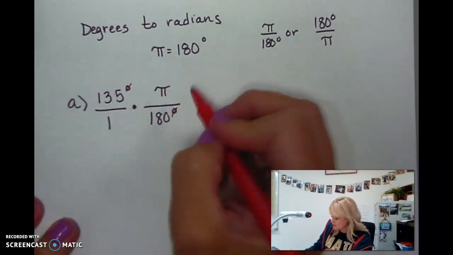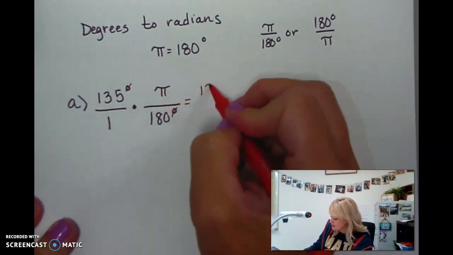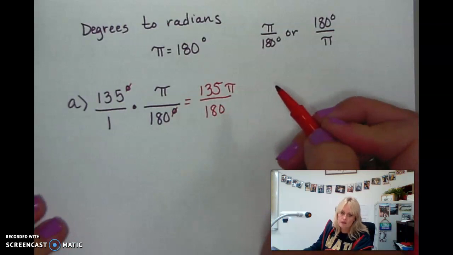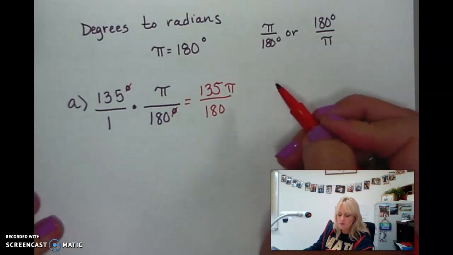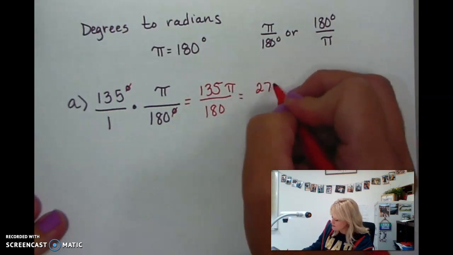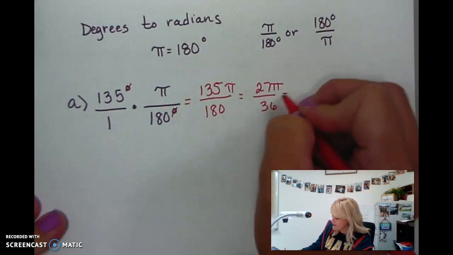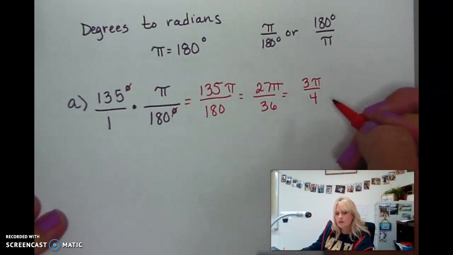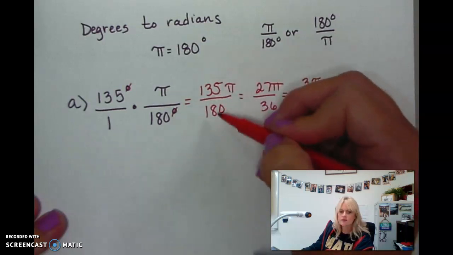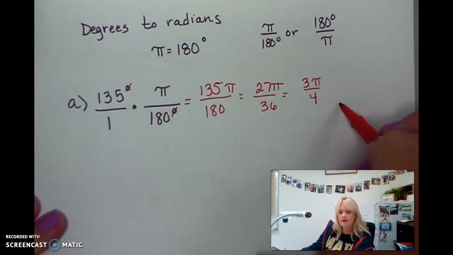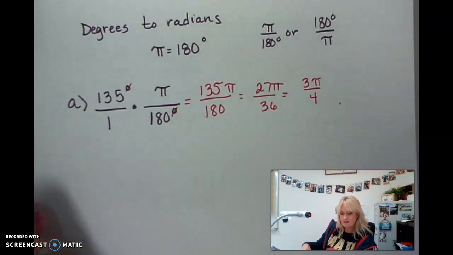And now I multiply straight across. 135 times pi over 1 times 180. Now, of course, we want to reduce our fractions. Both of these are divisible by 5, and then they're both divisible again by 9, and I get 3 pi over 4. Now, if you're using the calculators that you used back in middle school, you could enter 135 over 180 as a fraction and hit the enter key, and it'll reduce it for you all the way. Just ignore the pi key.